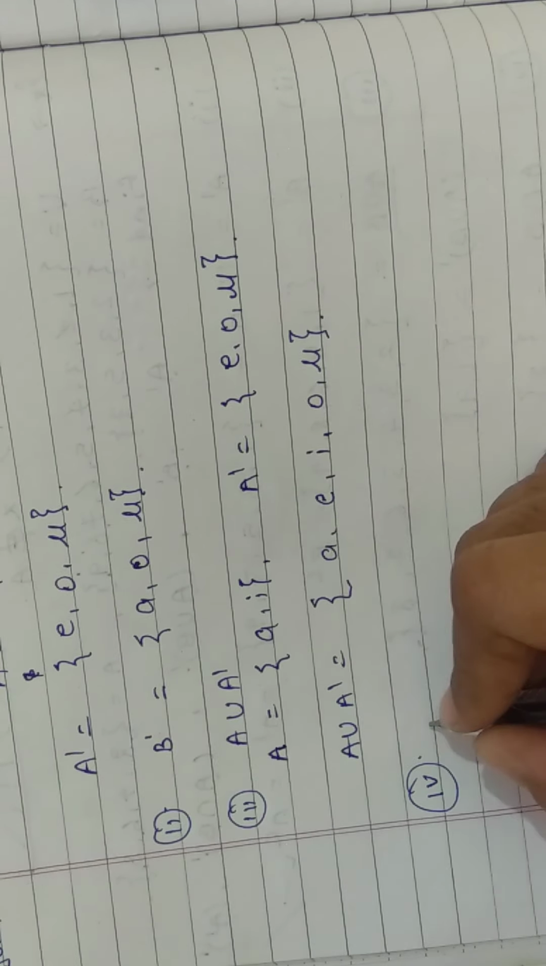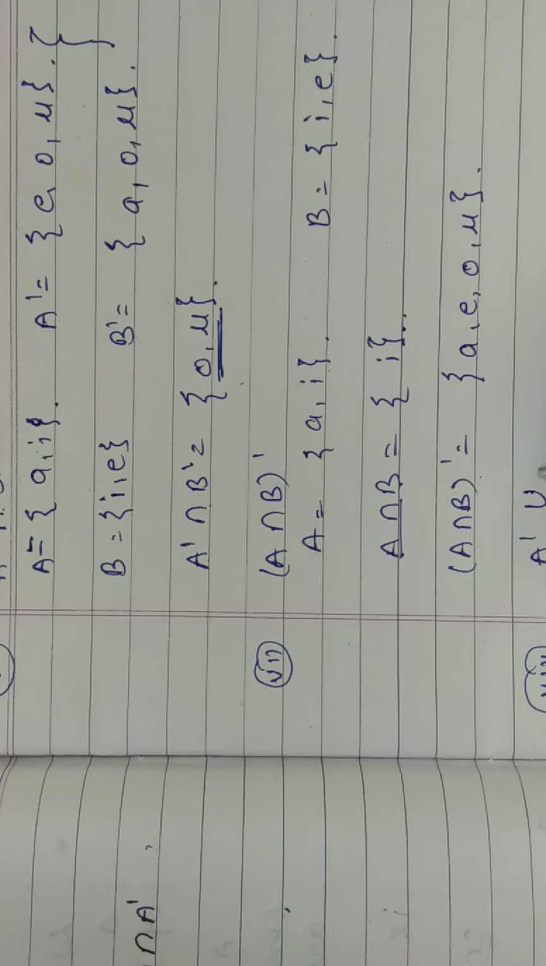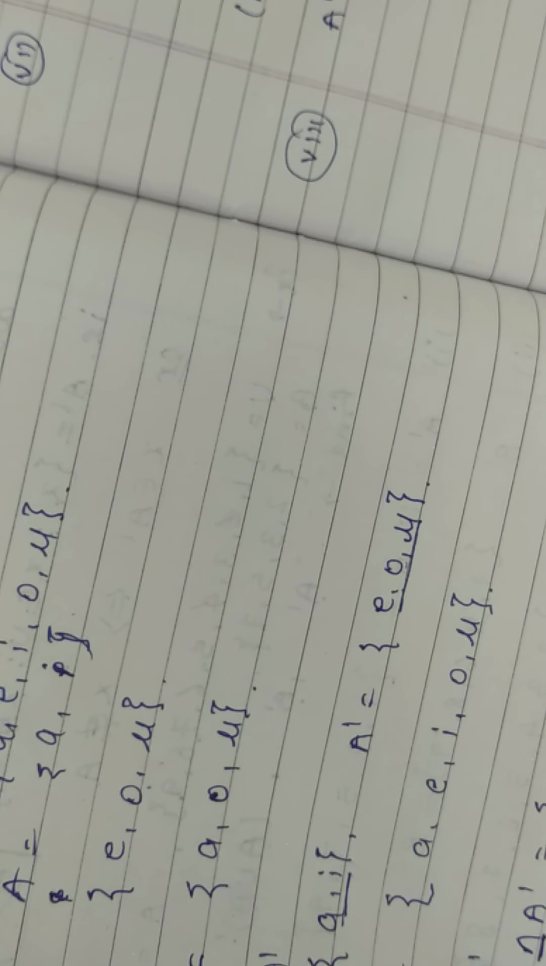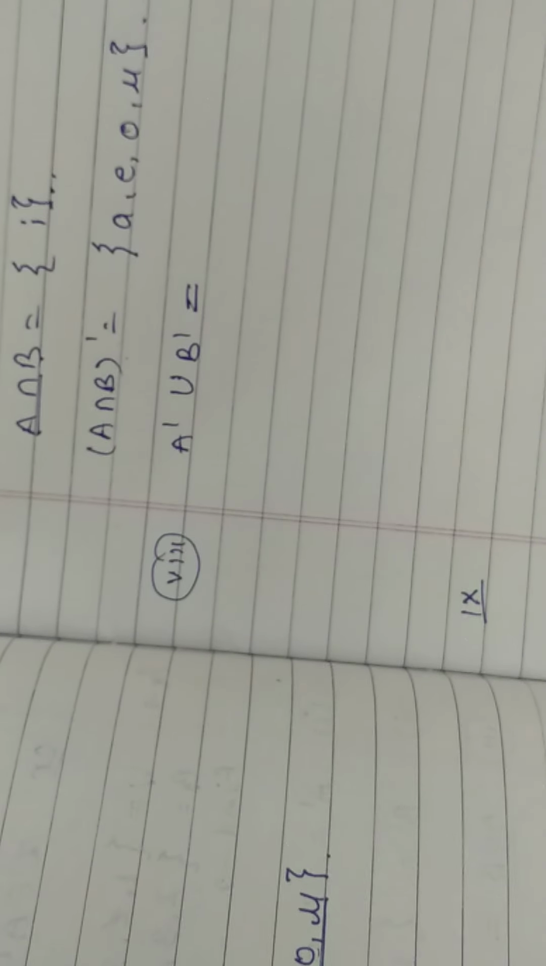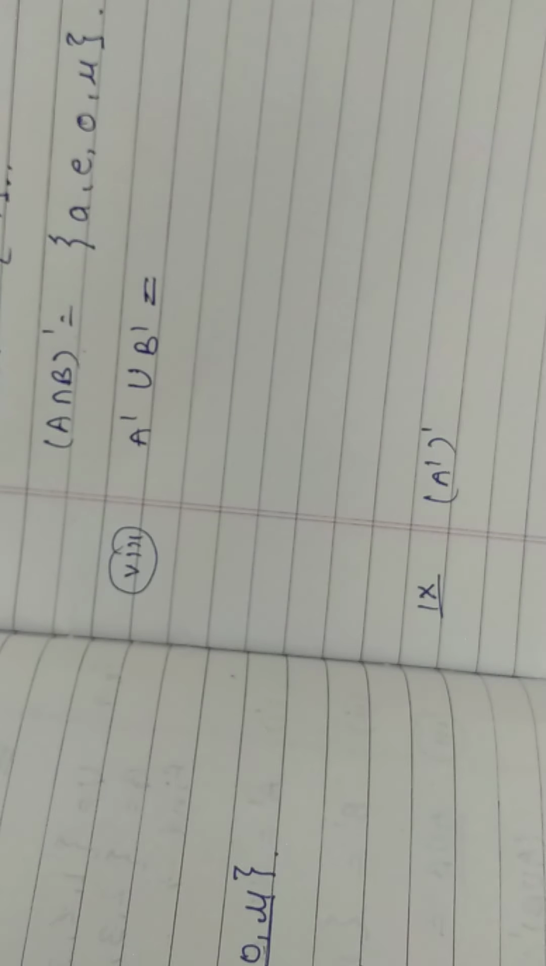Eighth part is A complement union B complement. Find A complement. Then the remaining: 9 is that A is the complement of A complement, and 10 is phi complement. Okay.